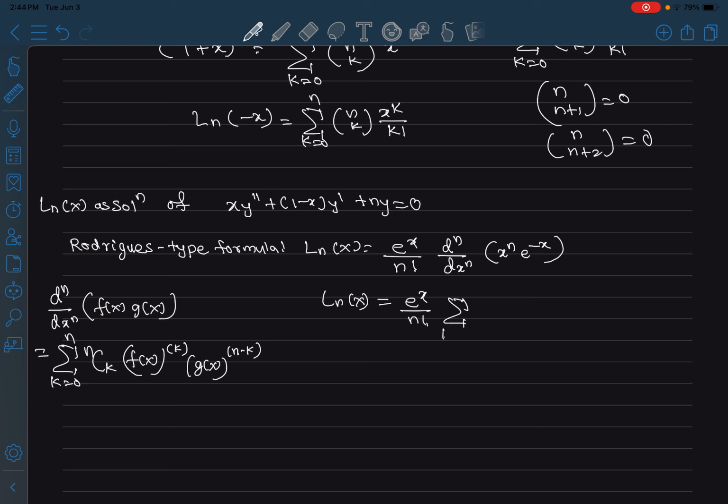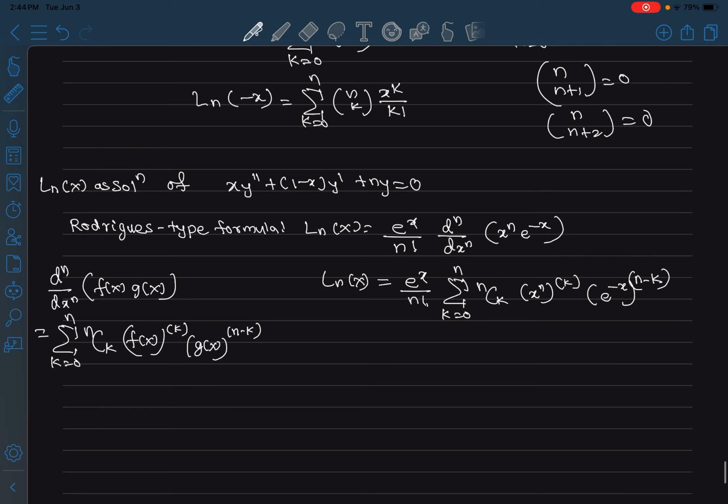So here it will be the sum from k equals 0 to n of n choose k, the kth derivative of x to the power n, times the (n minus k)th derivative of e to the power minus x. After this, let's actually evaluate those terms.